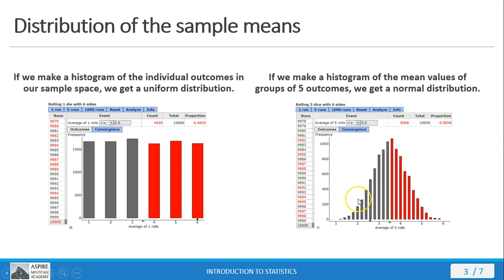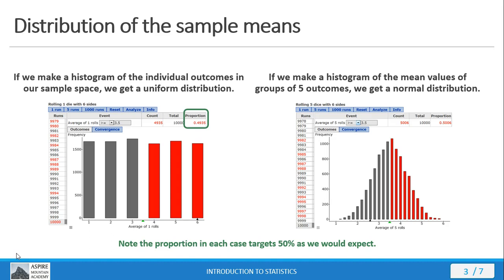And so we see that the mean value for the sample is very much like the mean value for the population because we've got a sample size that's big enough to represent the actual population. So when we make that histogram for our mean values, we get a normal distribution.